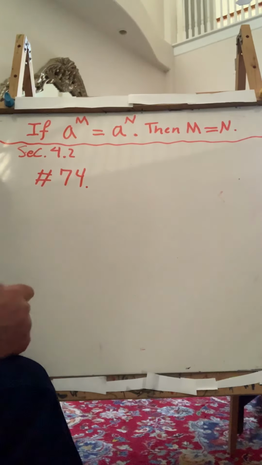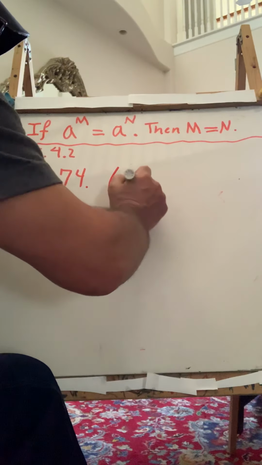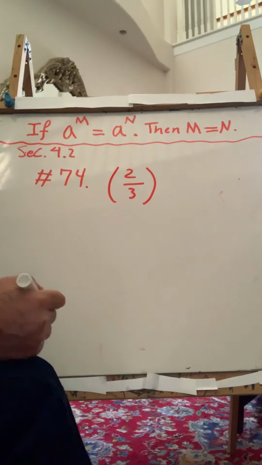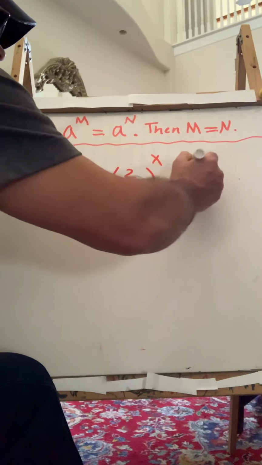Okay, so here's our equation. We have 2/3 raised to the power of x equals 9/4.